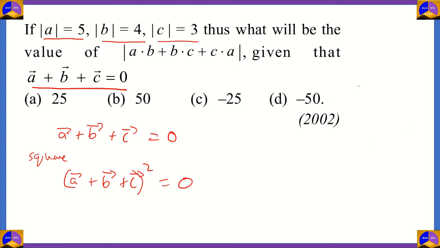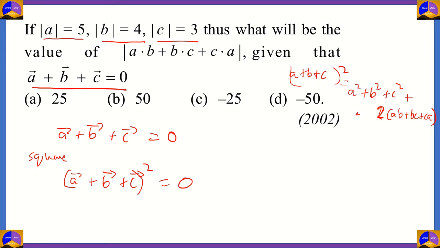Now the left hand side can be expanded using this formula. So basically (a plus b plus c) the whole square equals a square plus b square plus c square plus 2 times (ab plus bc plus ca). This is basically the algebraic identity that you have studied in grade 10, so you just need to apply that with the proper vector.